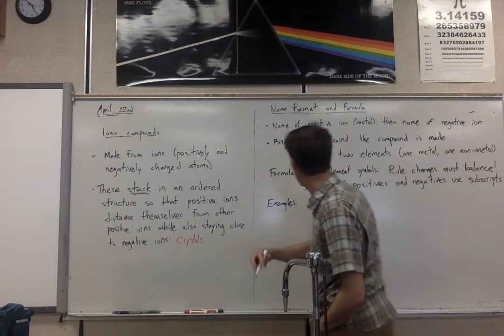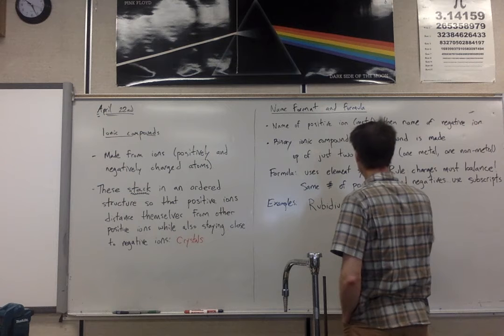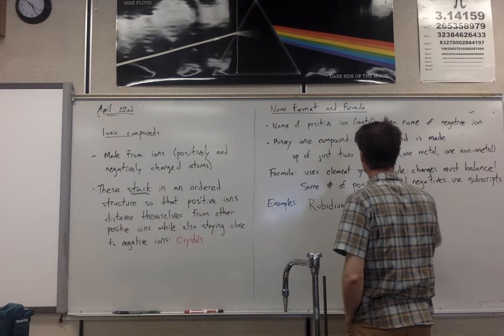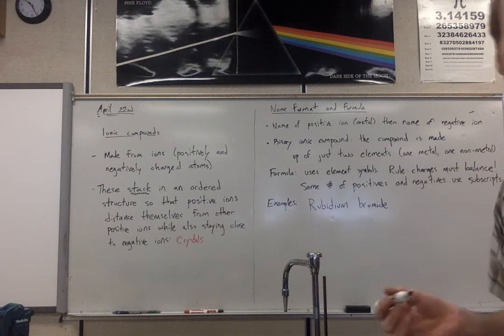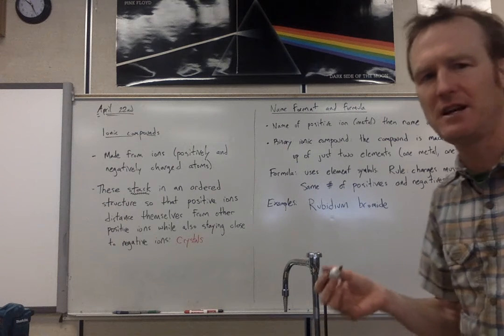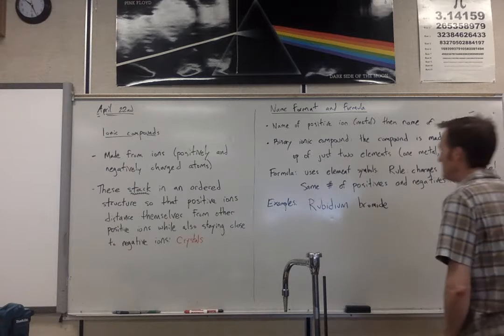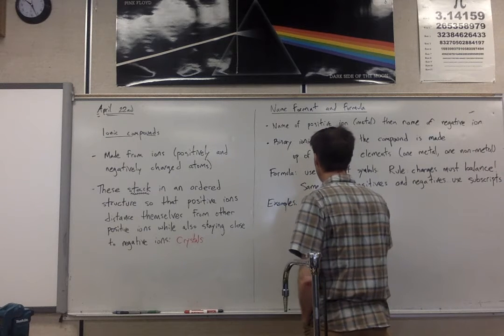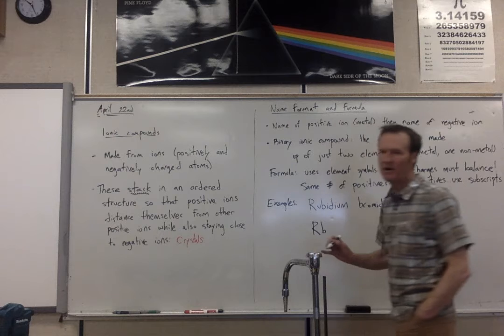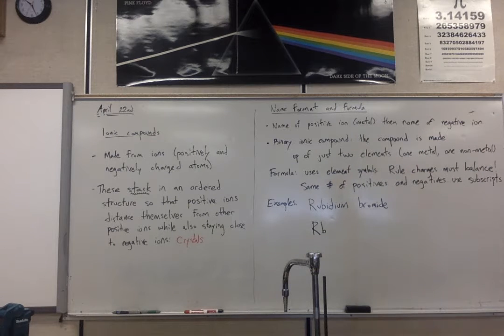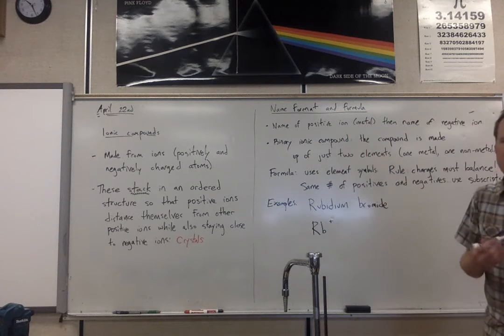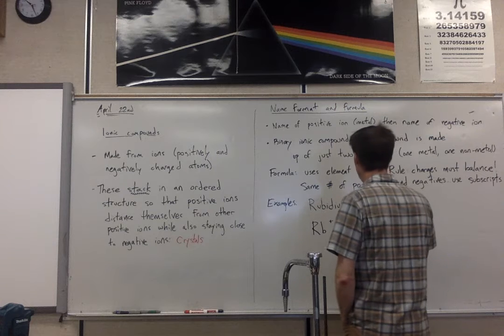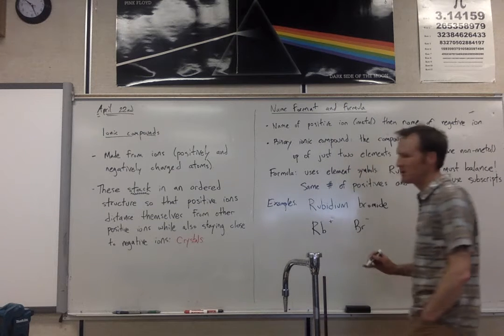The obscure compound rubidium bromide. Rubidium is an alkali metal. You don't see it very often. I never have. But if you look on the periodic table, it'll tell you that rubidium has a symbol of Rb, and that it's got a +1 charge. It will tell you that bromine has a symbol Br, and it has a -1 charge.